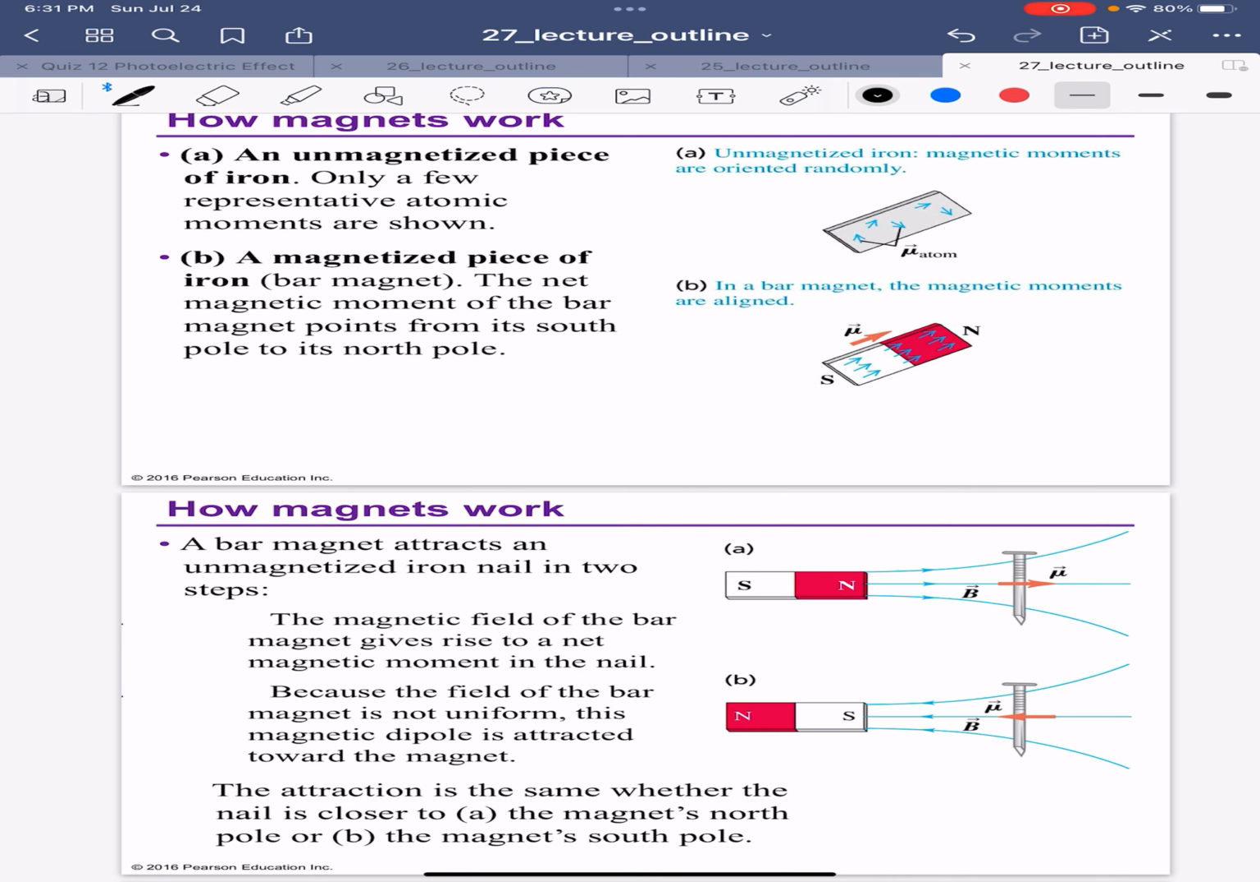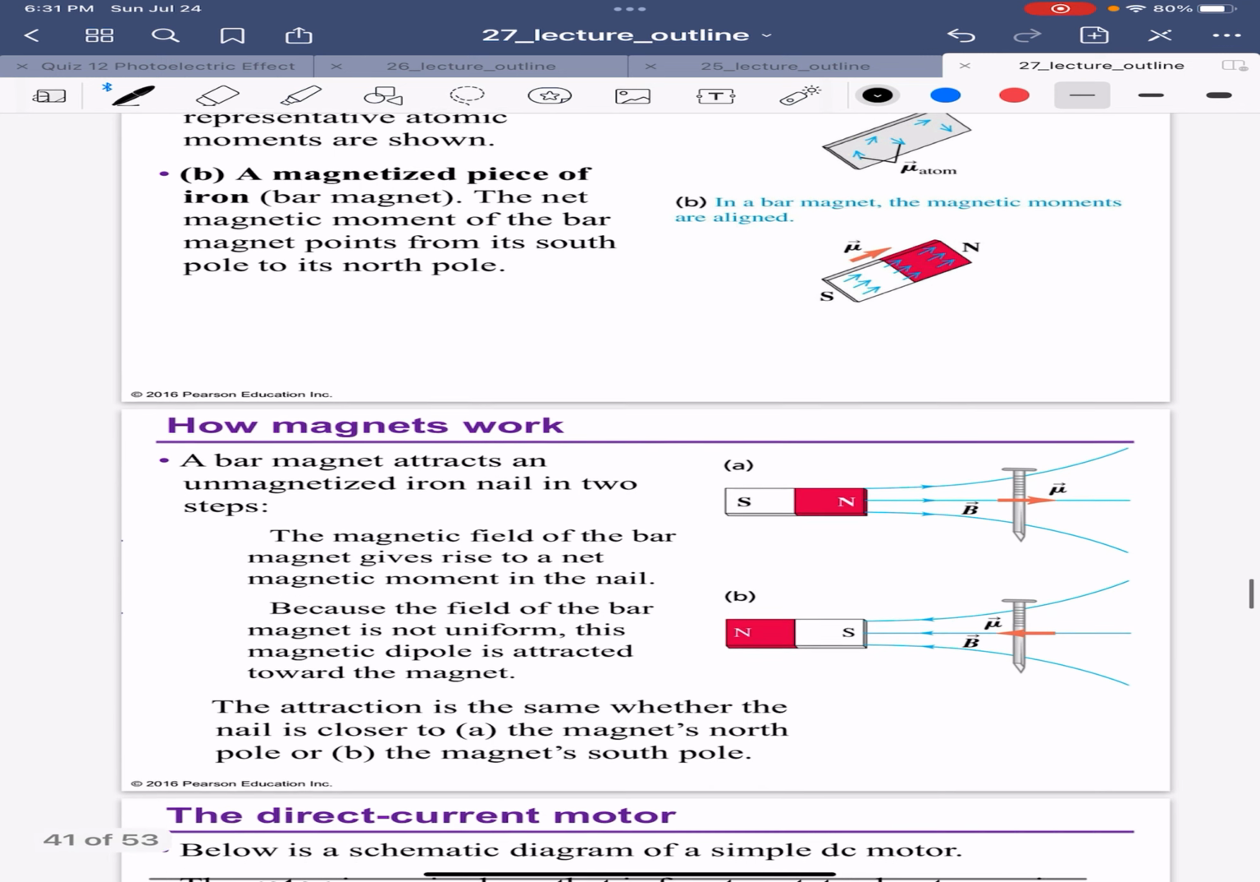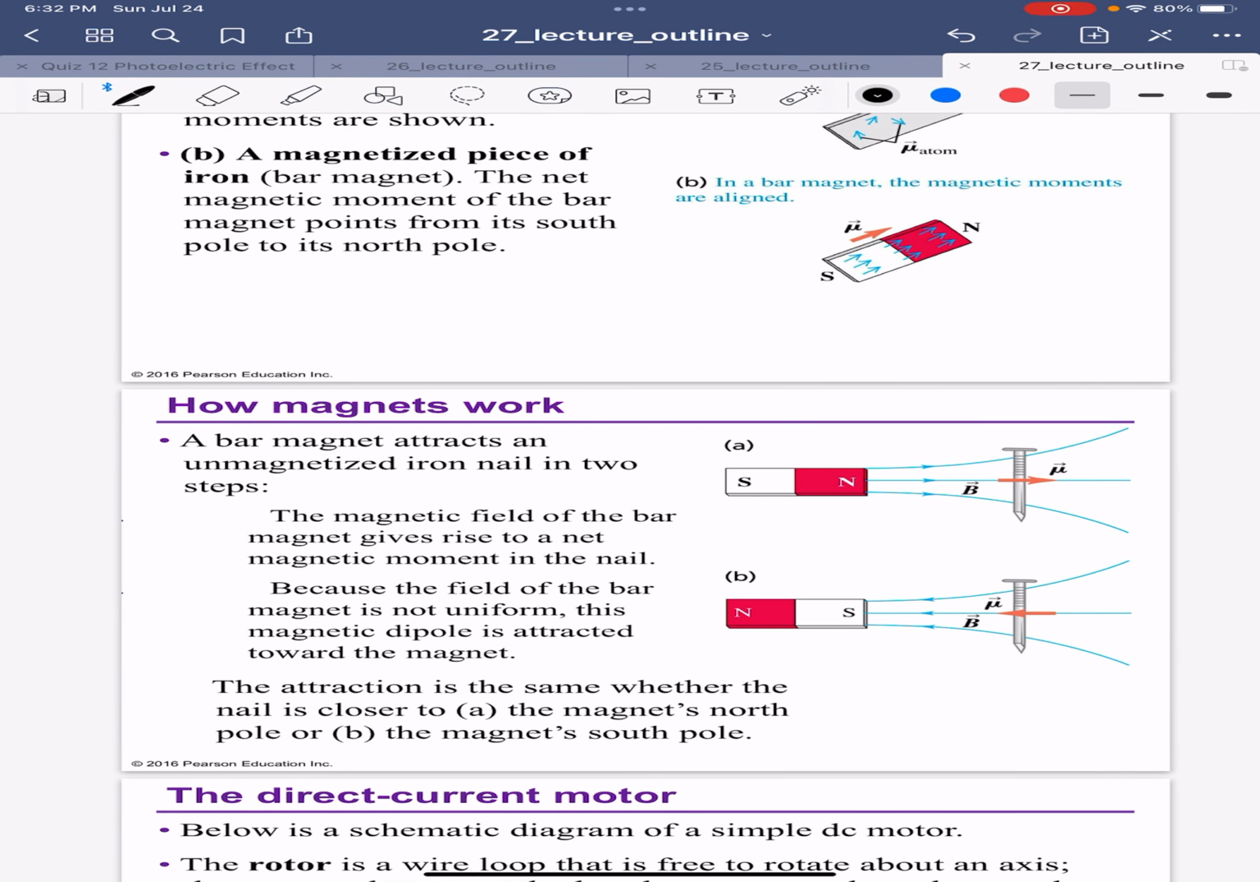Also, we can understand how magnets work. We have a bar magnet here that attracts a nail that is not actually a magnet. The magnetic field of the bar magnet gives rise to a net magnetic moment in the nail. And because the field of the bar magnet is not uniform, this magnetic dipole is attracted toward the magnet.